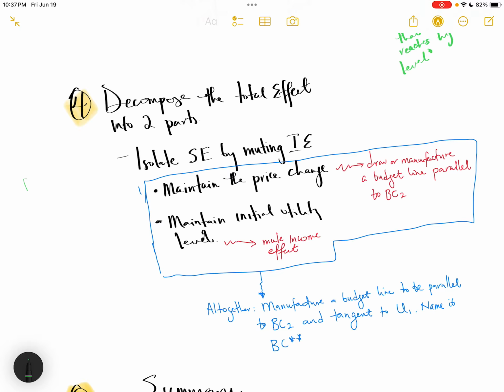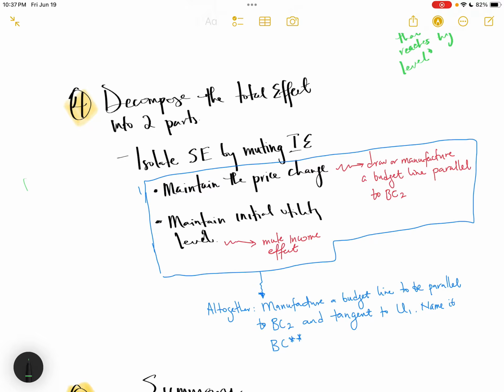Well, we can isolate the substitution effect by muting the income effect. And how do we do that? To isolate the substitution effect, where the consumer is substituting away from the relatively more expensive good to the relatively cheaper good, we show that by maintaining the price change and maintaining the initial utility level.